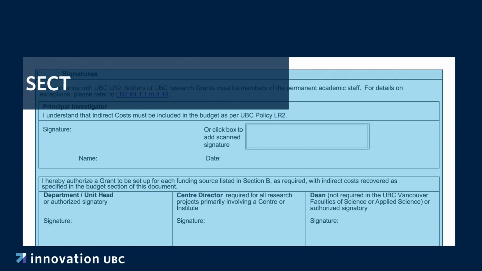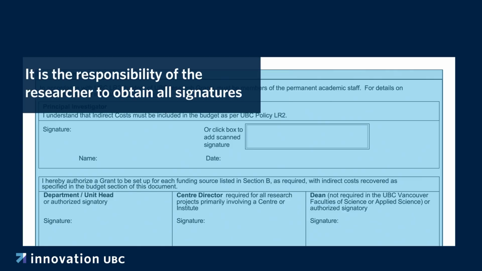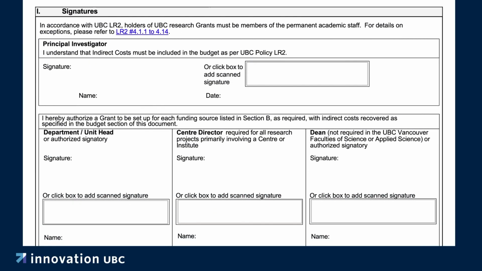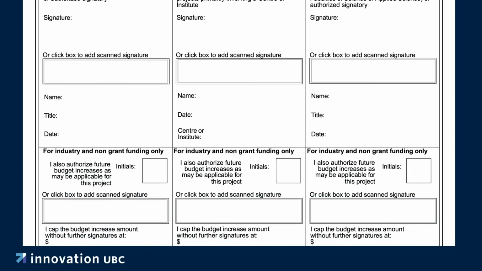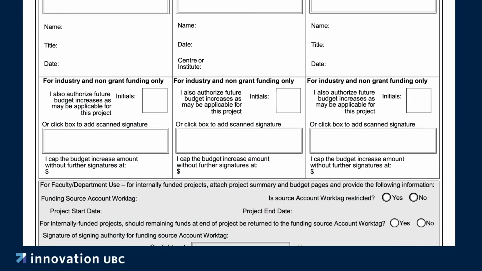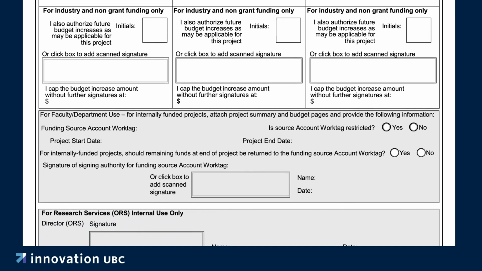To complete your form, various signatures must be obtained. It is the responsibility of the researcher to complete this section and obtain all required signatures. After the department head and dean have signed the form, no changes should be made to the RPIF. If changes are required, the RPIF will need to be re-signed.